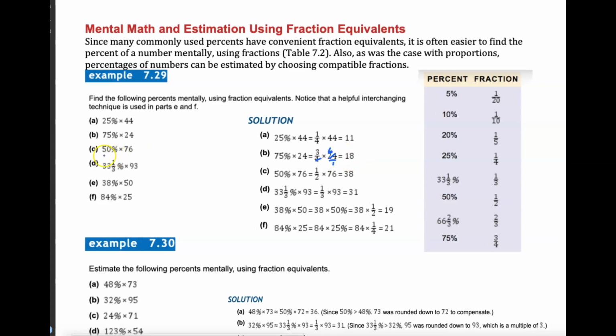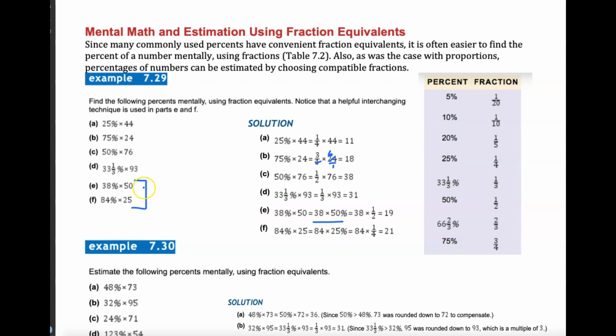So, ways to estimate: 50% is a half. 33% is a third. And these are interesting ideas here. It doesn't seem intuitive, but 38% of 50 is the same thing as 50% of 38. 84% of 25 is the same as 25% of 84.